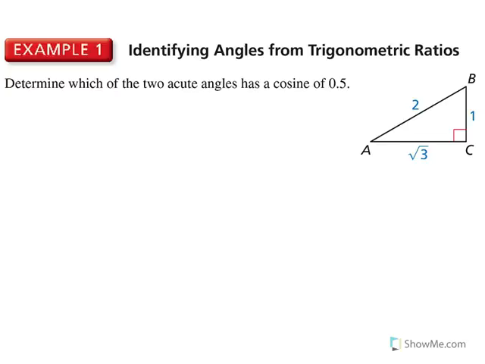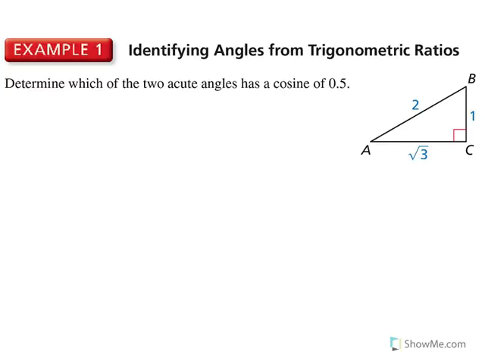Essentially, how they're going to help us is we're going to be able to take a triangle where we know the side lengths, and find the actual angle measurements. So this first one, we're just going to start off slow. Example 1 tells us to find which of the acute angles has a cosine of 0.5.